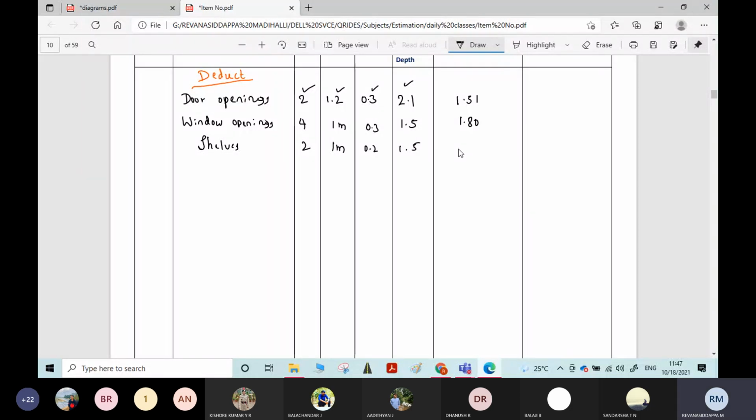Tell me the answer. 0.60. You put a star mark here. Usually you will commit mistakes at this step. Thickness unknowingly you will take as 0.3 only. 0.2 we need to take.